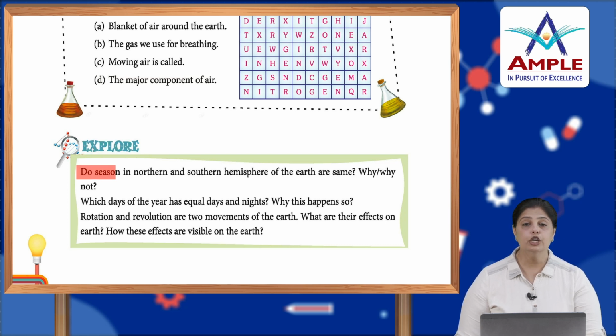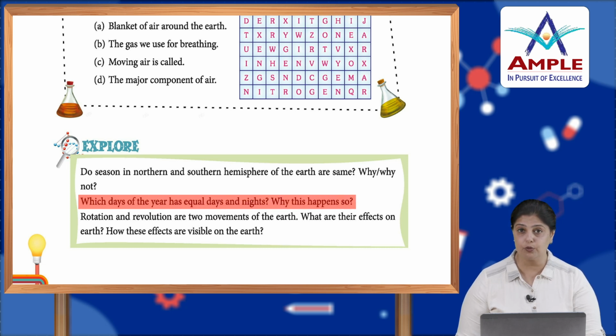Now explore. Are seasons in northern and southern hemisphere of the earth the same? Why and why not? Are the seasons same in the northern as well as southern hemisphere? If not, then why? And if yes, then why? Okay. Which days of the year have equal days and nights, and why does this happen? So find out which are the days when the hours of day and the hours of night are equal.